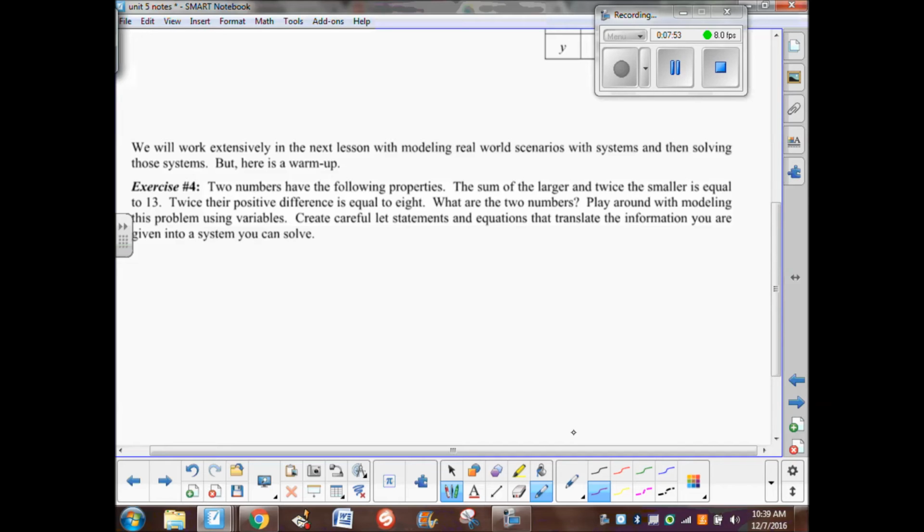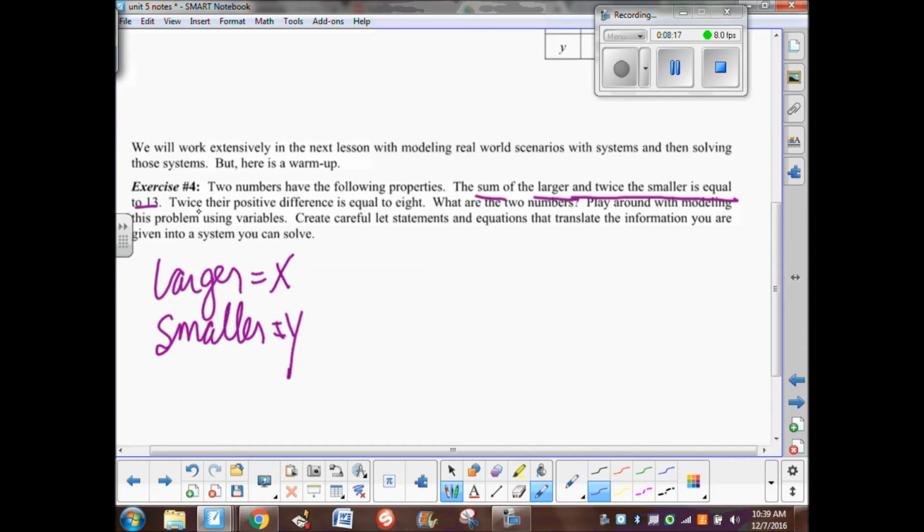So it says 2 numbers have the following properties. So let's read through this. The sum of the larger and twice the smaller is equal to 13. Okay? So I'm going to call the larger one x and the smaller one y. Then it says twice their positive difference is equal to 8. So I've got my 2 equations that I've just underlined.